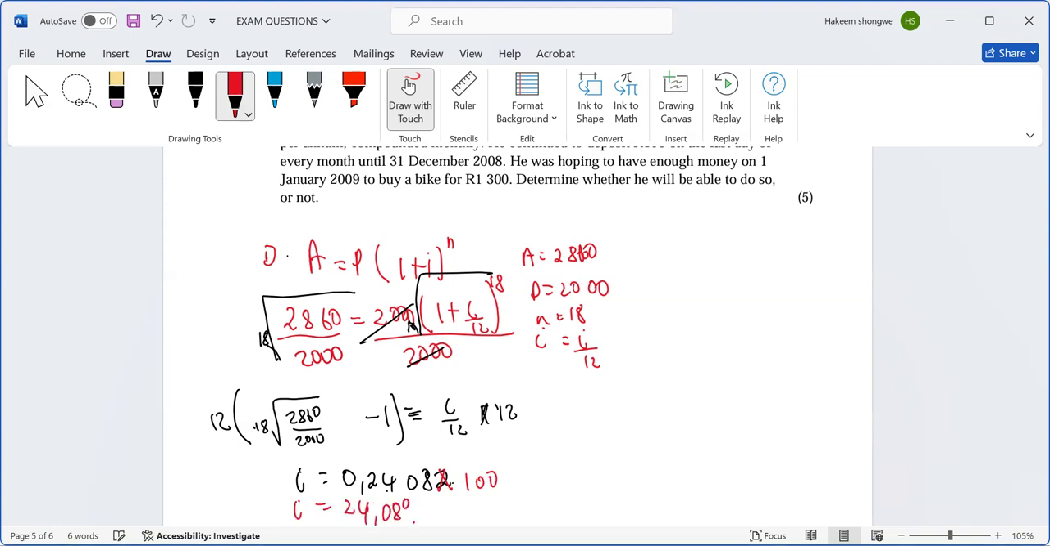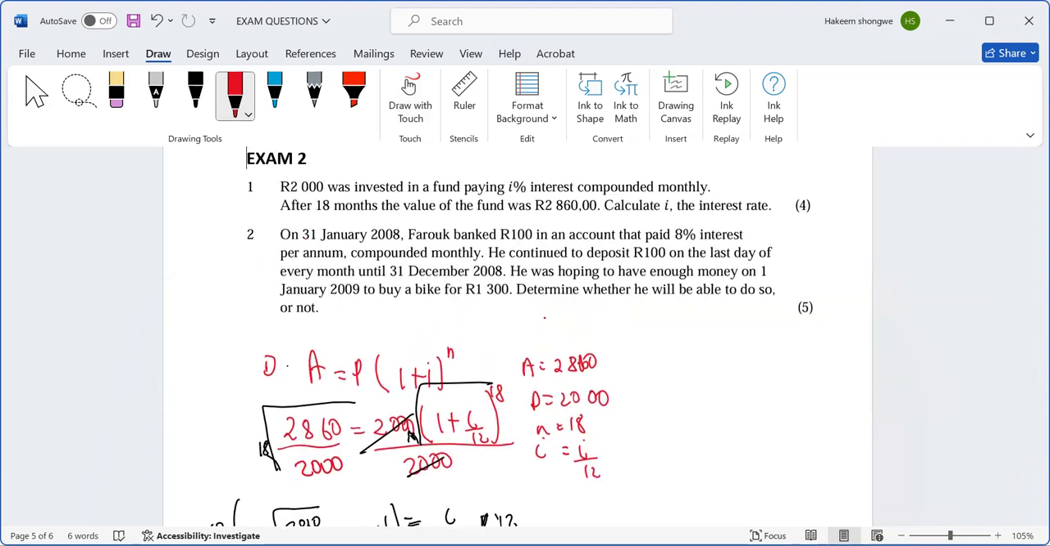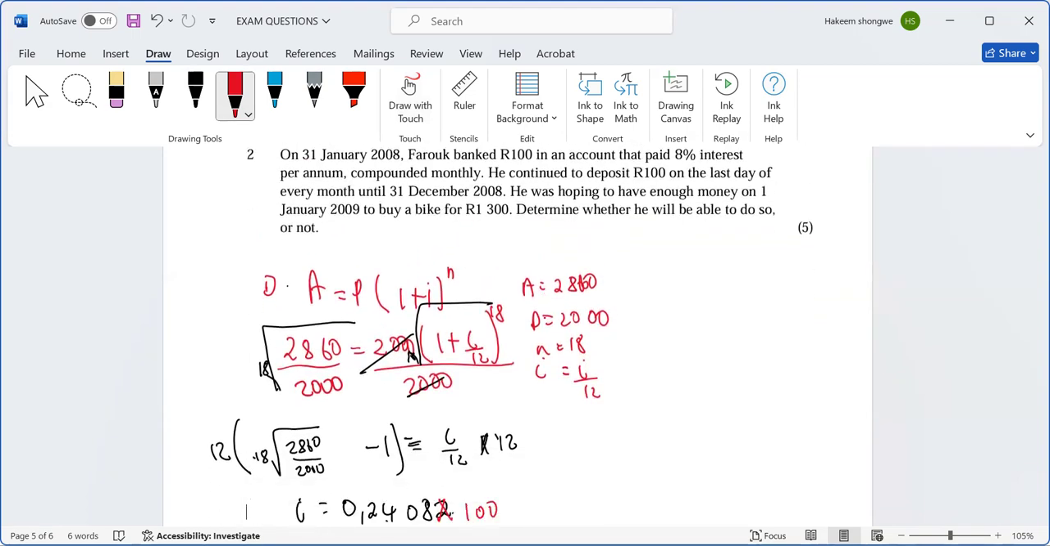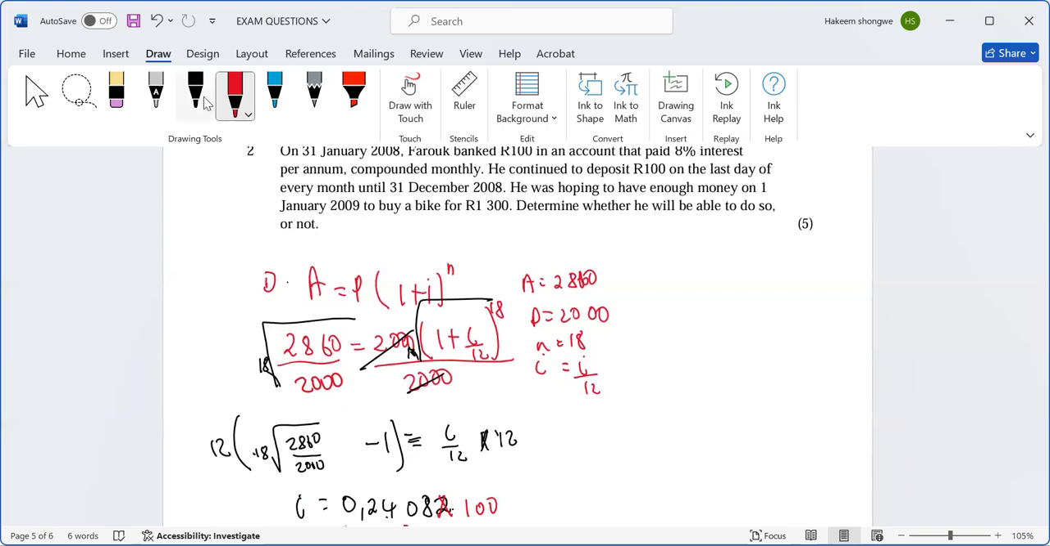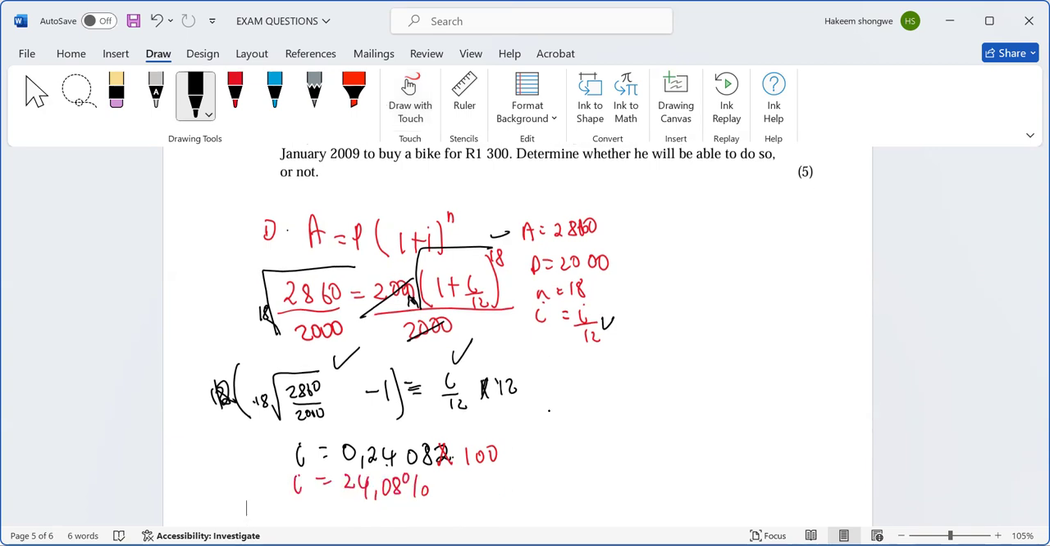Did we all get the same thing? This question is four marks. One mark for substitution, one mark for the 18th root, one mark for multiplying by 12, and then the answer.